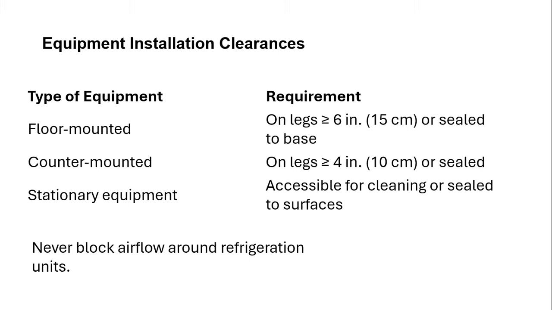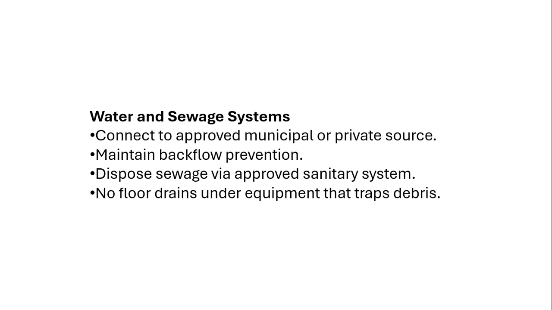Stationary equipment should be accessible for cleaning, or it should again be sealed to the surfaces. Never block airflow around refrigeration units, right? If you look at our refrigerators, there's space at the back there to allow for airflow. If they can't breathe, then they'll overheat and they'll break early, and they'll wear a lot quicker. And they also will struggle to keep the temperature down inside there as well. They need to be able to exhaust out all that hot air.